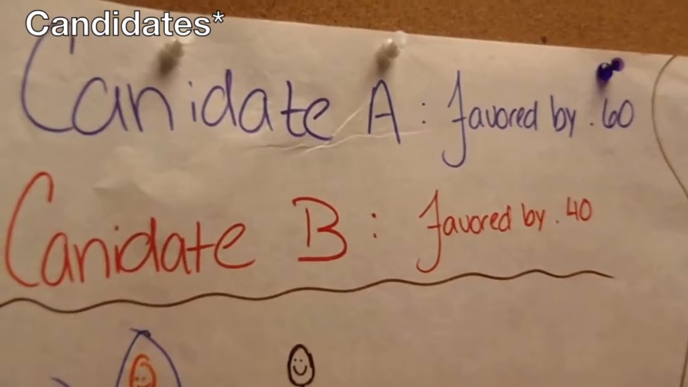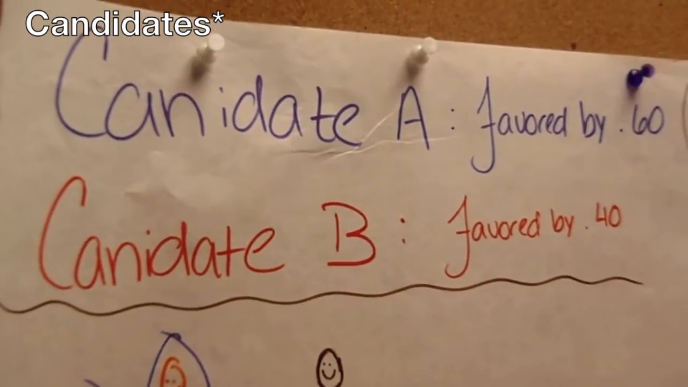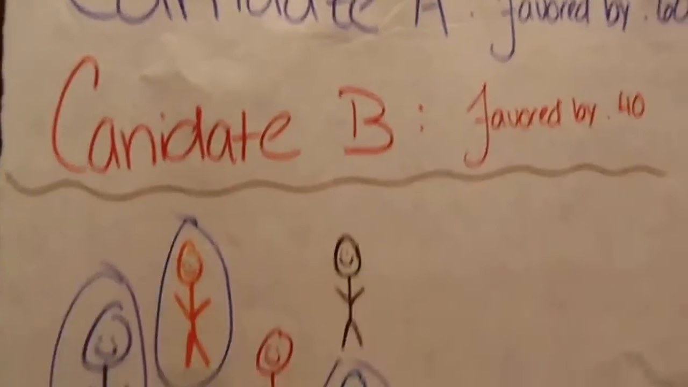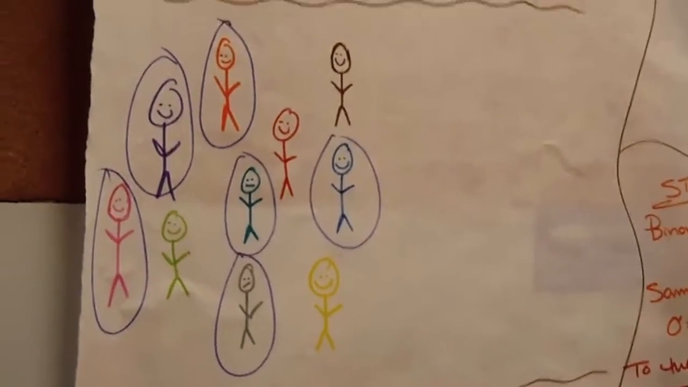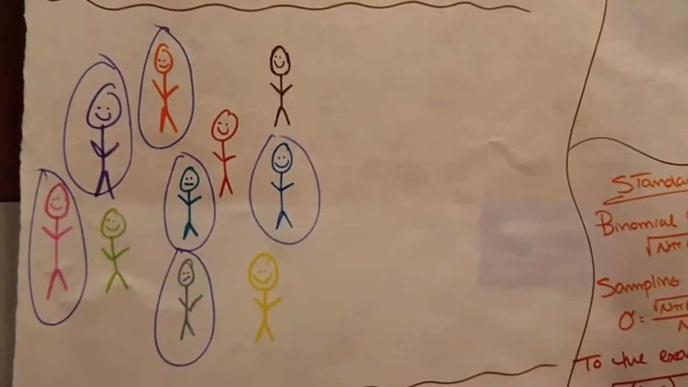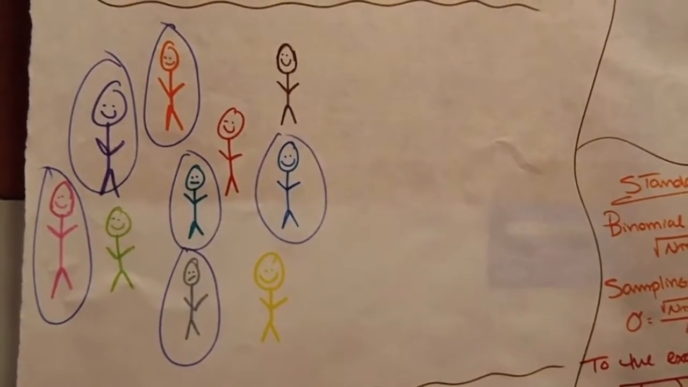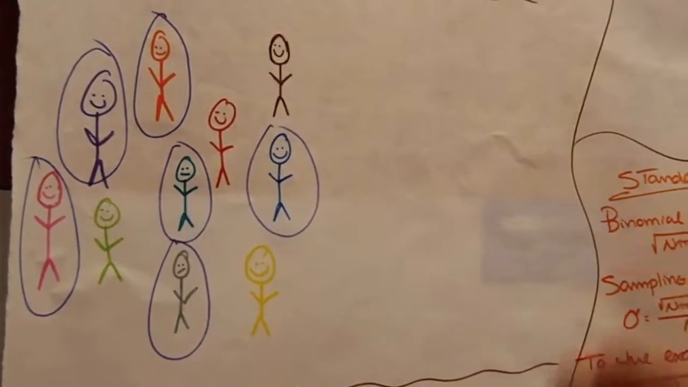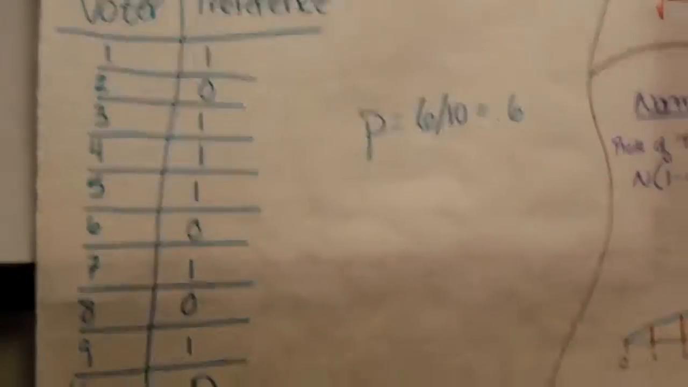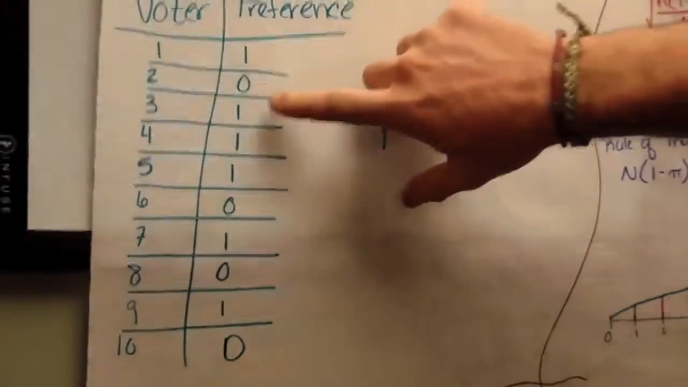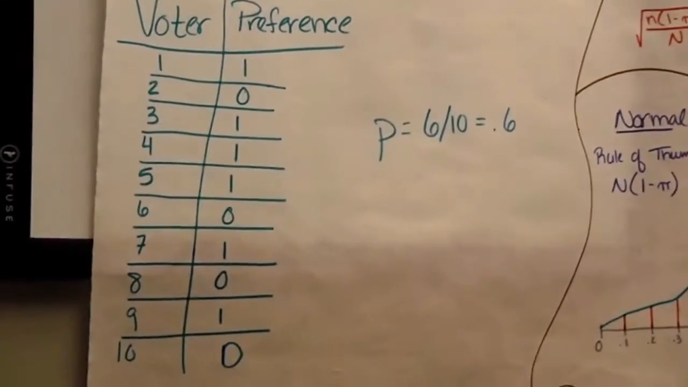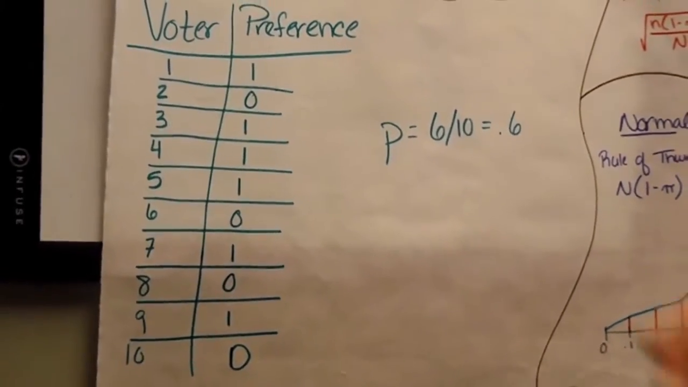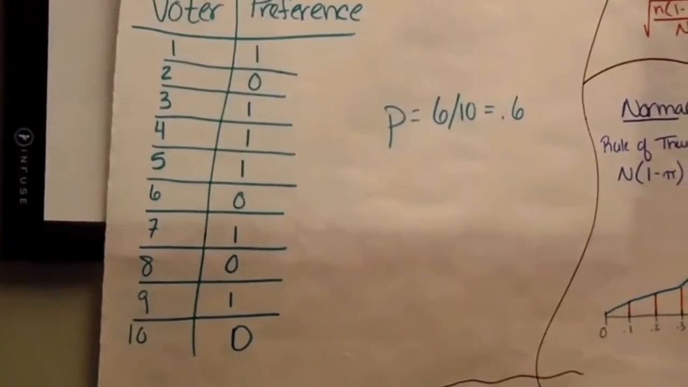For the example in 8.2, we have candidate A, which is favored by 0.6, in purple, and candidate B, which is favored by 0.4, in red. This is to simulate an election. We took a sample of 10 people in our various CCU admissions politically correct stick figure representation, and we took that survey. Moving down one more, we get the results of that survey. The number 1 represents a person who selected candidate A. You'll notice there are 6 number 1s in that column.